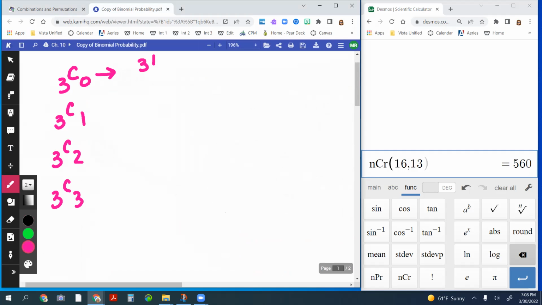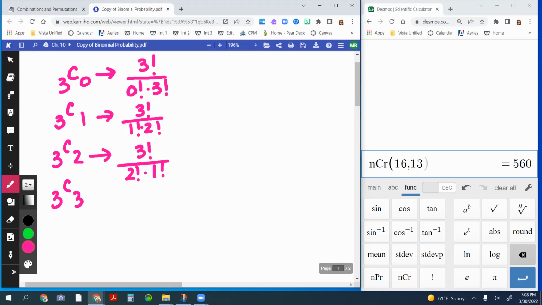3 choose 0 would be 3 factorial over 0 factorial times, what adds with 0 to get 3? 3. 3 choose 1 would be 3 factorial over 1 factorial, and what adds with 1 to get 3? 2, 2 factorial. 3 choose 2 would be 3 factorial over 2 factorial times what adds with 2 to get 3? 1 factorial. And 3 choose 3 would be 3 factorial over 3 factorial, and what adds with 3 to get 3? 0.